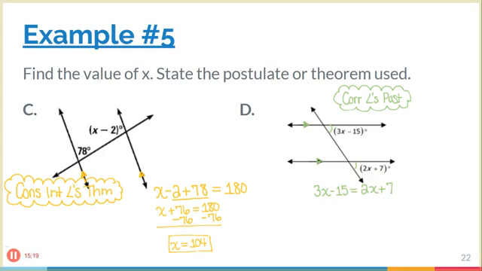Now in this case, we do have to get all our x's on one side. So I'm going to subtract 2x from both sides. And then I can isolate x or get x by itself by undoing the subtraction with addition. And so we're looking at x equaling 22.